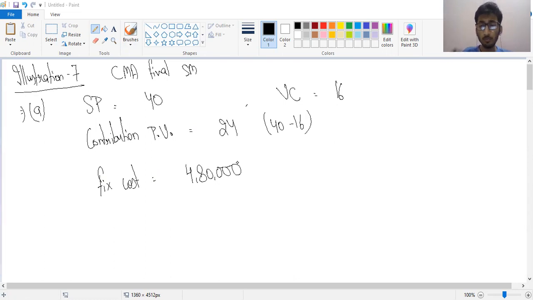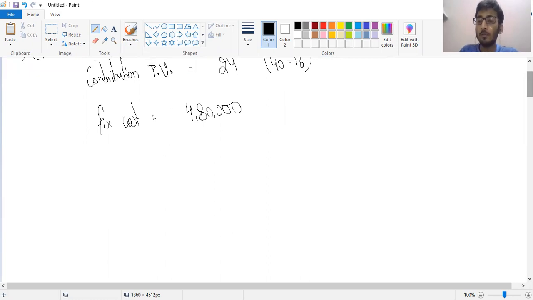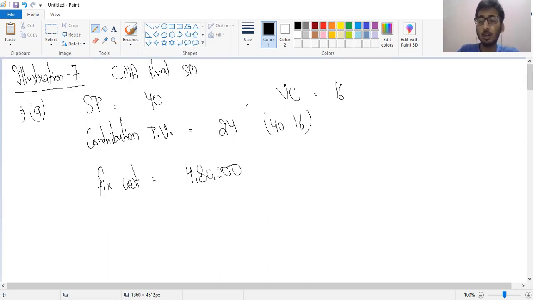Now, what is the question asking us to calculate? The question is asking us to calculate net return on sale, assuming income tax rate is 40%. So what is net return on sale? Basically, we need to find out the net profit, and on the basis of that we can find net return on sale. So how can we find out the profit? We are not given the sale figure, but one thing is given to us: the margin of safety is 60%.